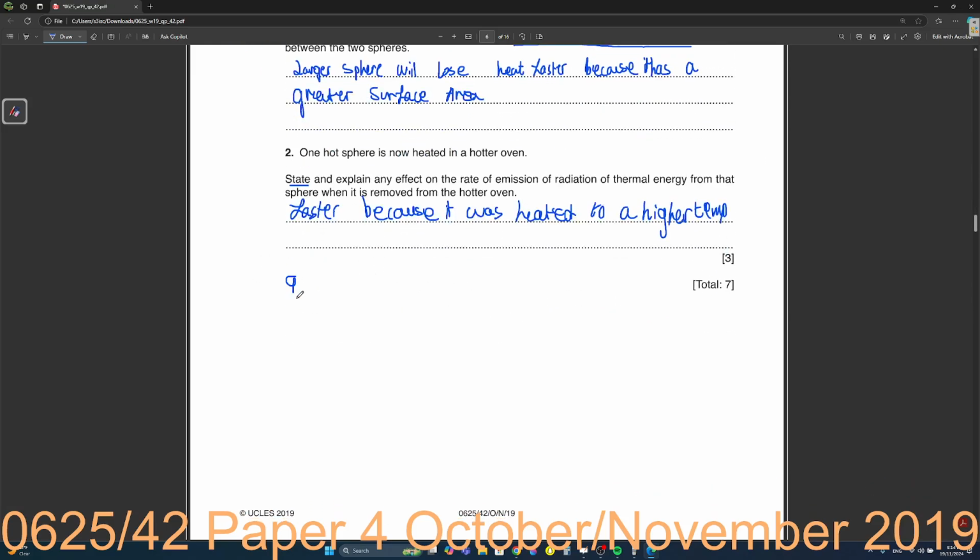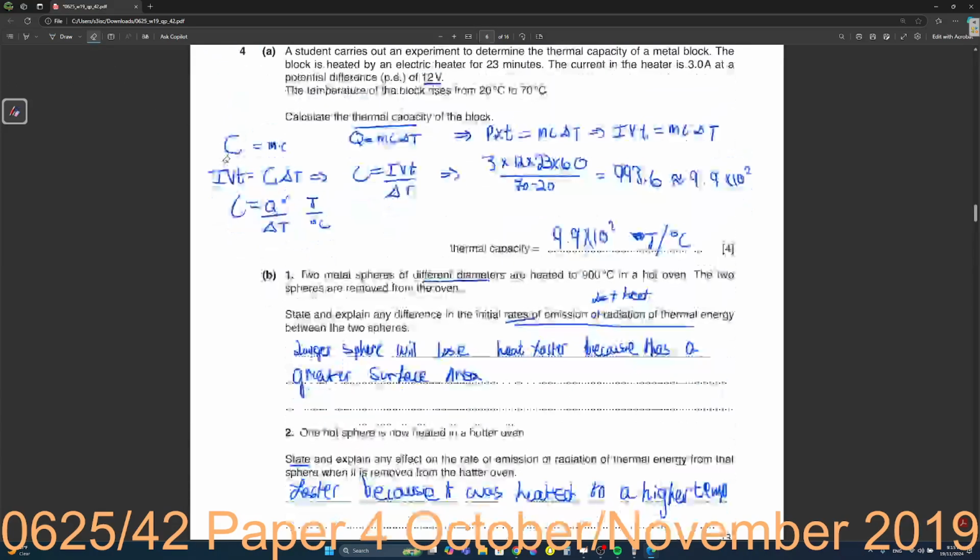Think about it like this. If you have a 900 degrees Celsius one and a 1500 degrees Celsius one, which one's going to lose heat faster? Obviously 1500, because it's richer. It's ready to donate its energy. Think of it like that.